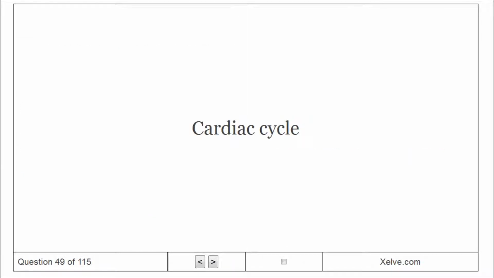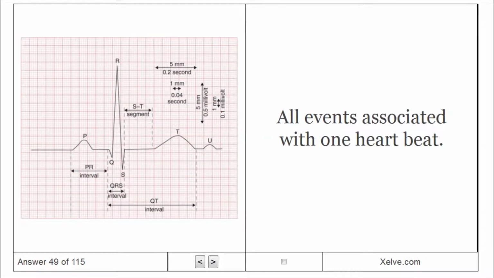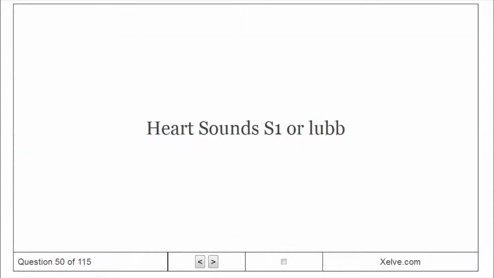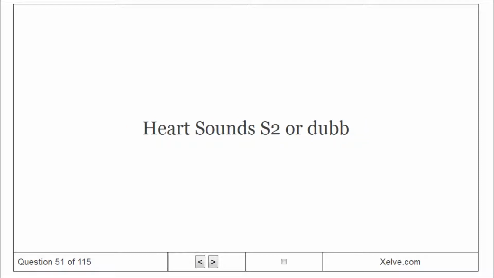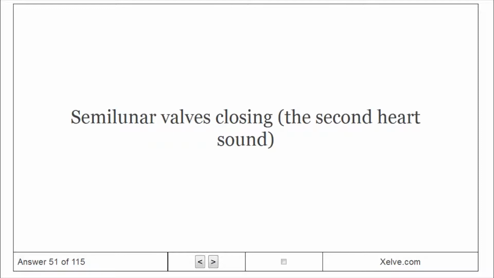Cardiac cycle. All events associated with one heartbeat. Heart sound S1, or lub: the atrioventricular valves, mitral, closing. Heart sound S2, or dub: the semilunar valves closing, the second heart sound.